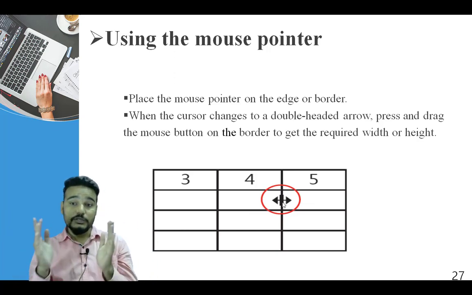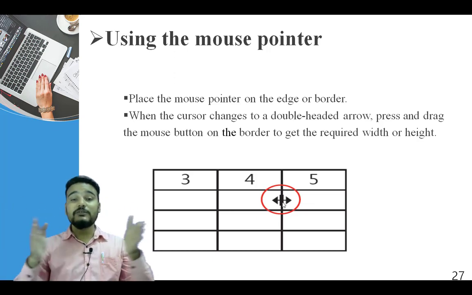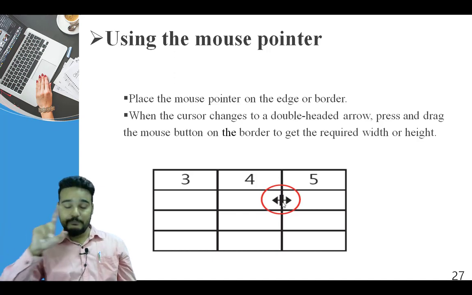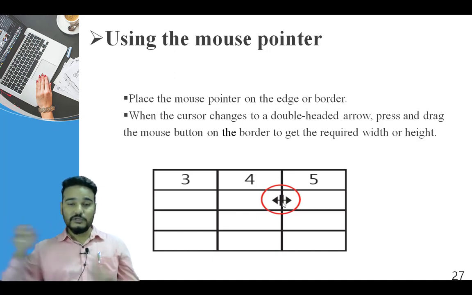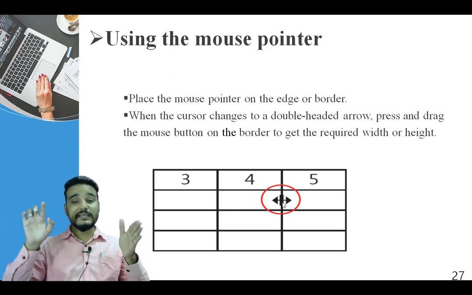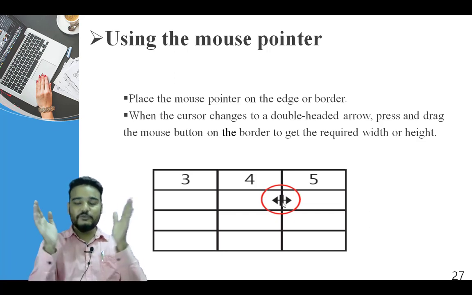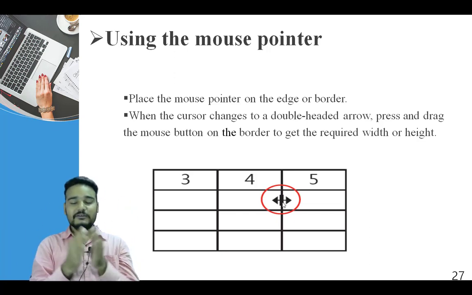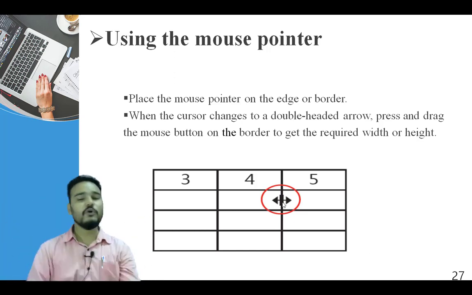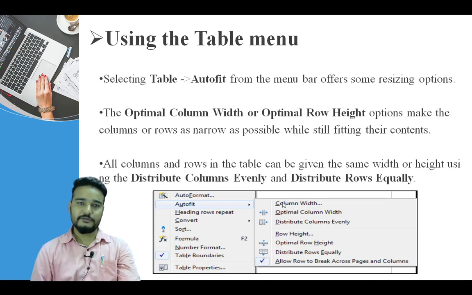And if you want to make the width of your column larger, we will press and drag our mouse pointer to the right side, so it will become larger. And if you want to make it smaller, press and drag it to the left side, it will become smaller. It is like making your width larger or smaller. Same for the height, you can do it using your mouse pointer.